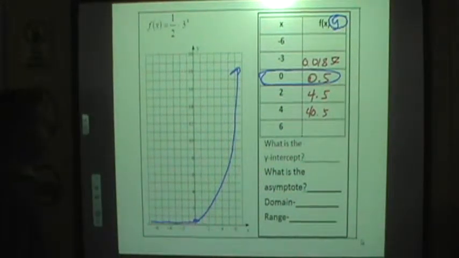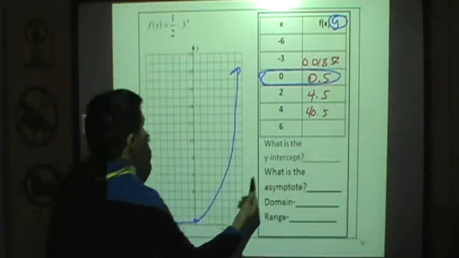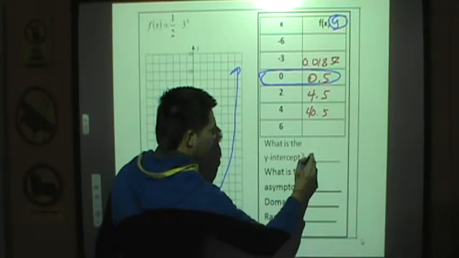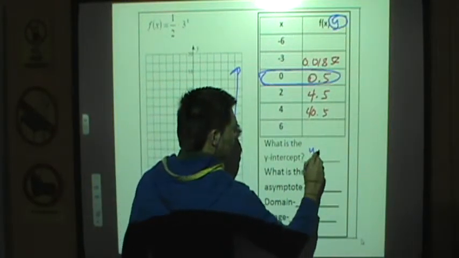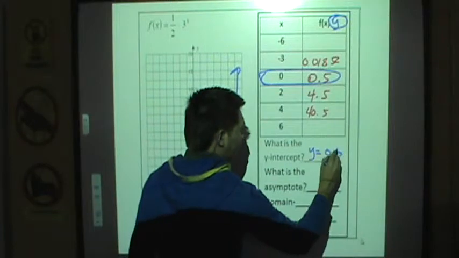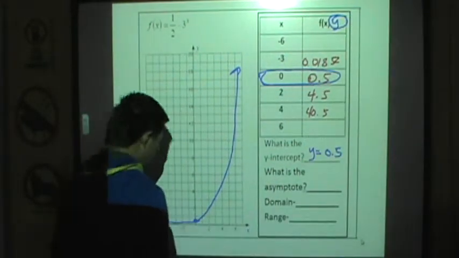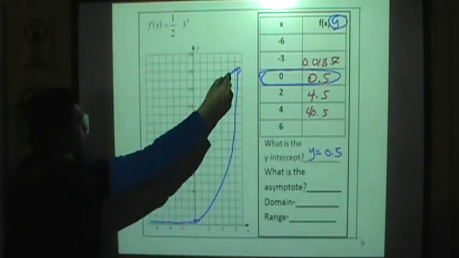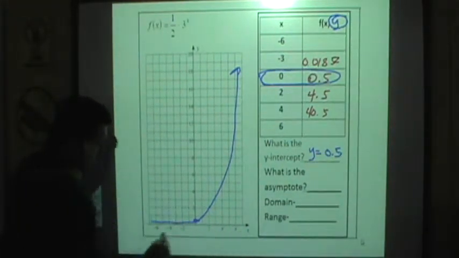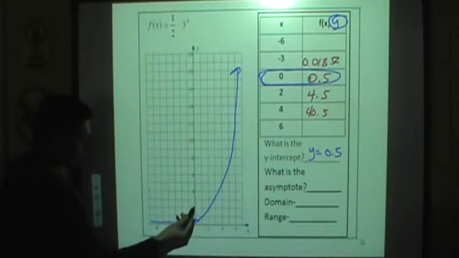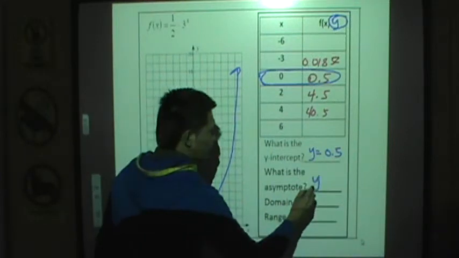Now what is the y-intercept? The y-intercept is y equals 0.5. How about the asymptote? The graph is going down and trying to reach the 0 of y. So it's going down, but it's never going to cross the 0 of y. So y equals 0.